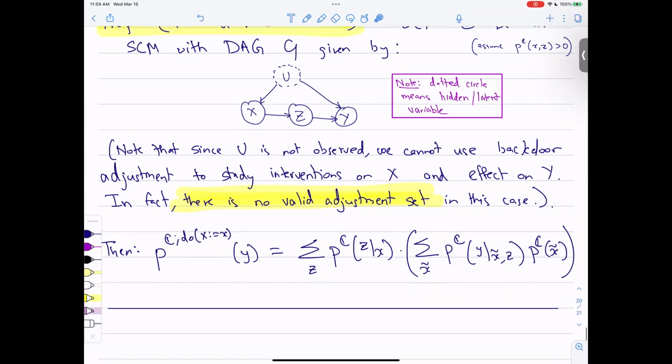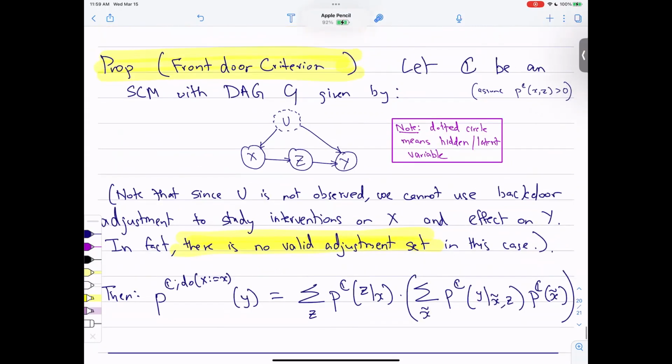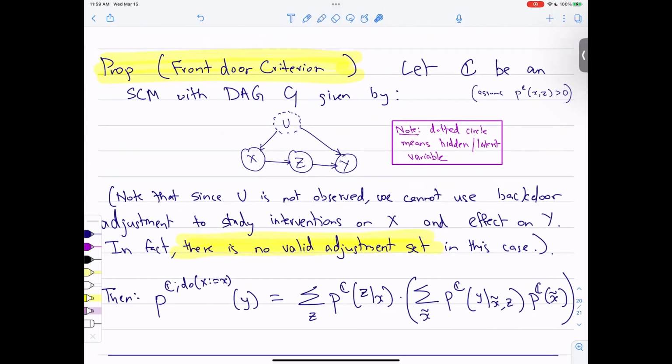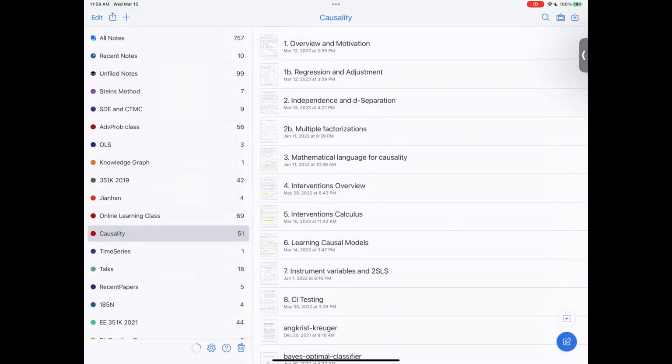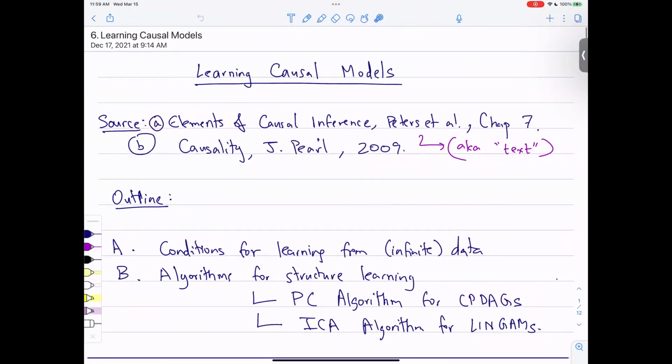I think this is a good place to stop for today. To summarize, what we have done is talked about interventions and identifiability. With this, I am stopping with the forward model. Tomorrow, I'm going to switch directions and start learning, which is how you learn causal models. So that's what tomorrow is about. Thank you.